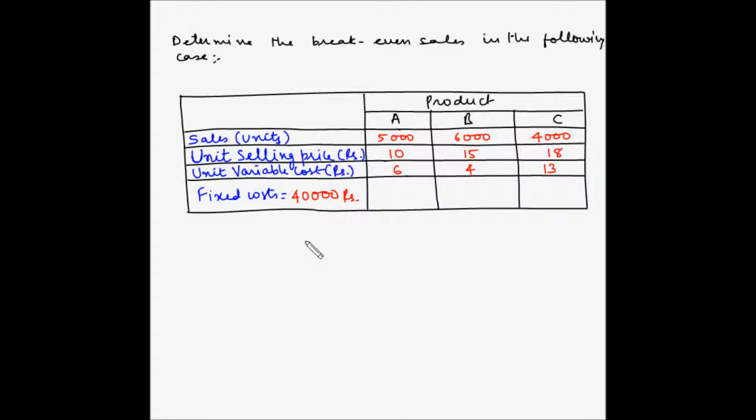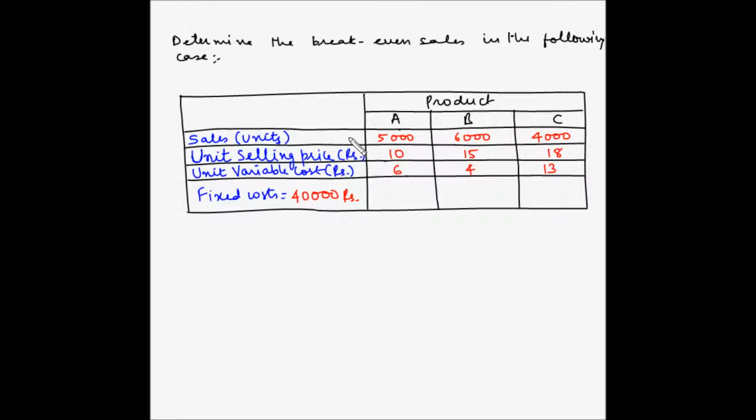Let us look at an example of cost volume profit analysis where a company has multiple products. So the example at hand is that we need to determine the break-even sales in the following case. Now, break-even sales means the sales in terms of revenues at which the entire cost has been recovered. So this company here has three products, A, B, and C.